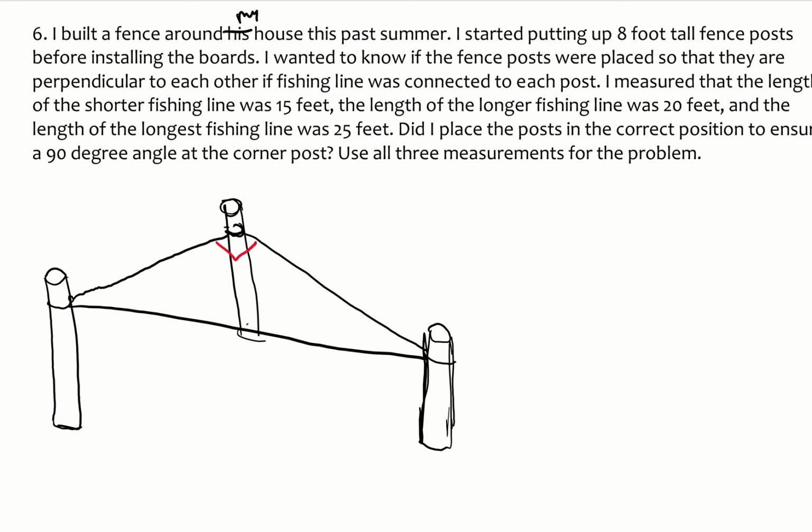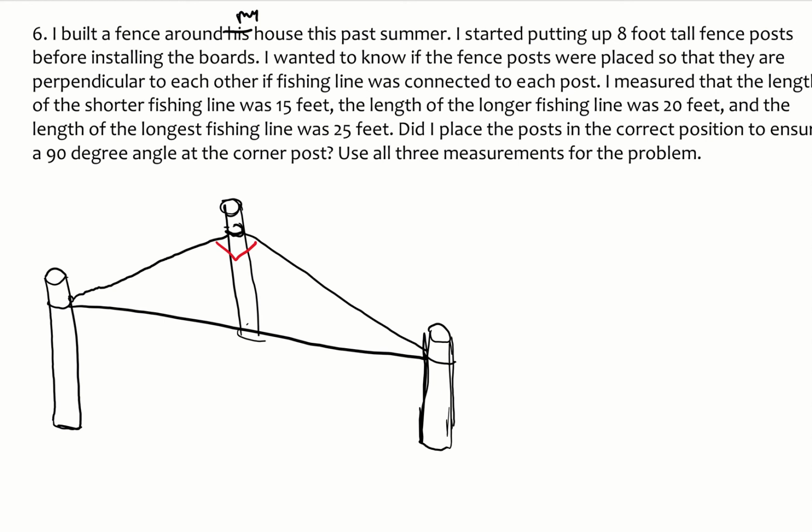So when you're building something, sometimes you need things to be a square corner, right? You need things to be at a right angle. And so I wanted to make sure, is this fence at a right angle, or is it going to look weird when I finish building it, right? So before I install the boards on there, the pallets, I need to make sure that this is the right angle or it's going to look funny, and I need to correct it accordingly.